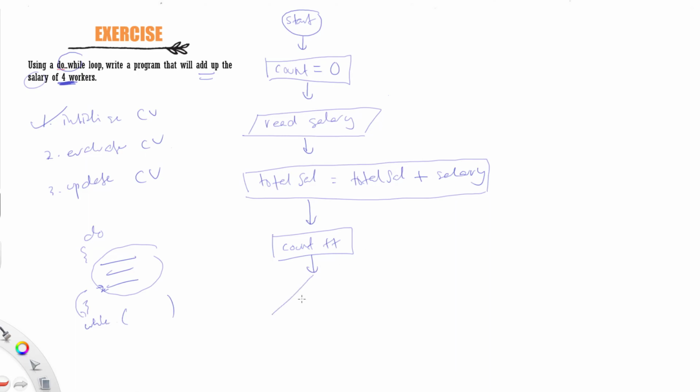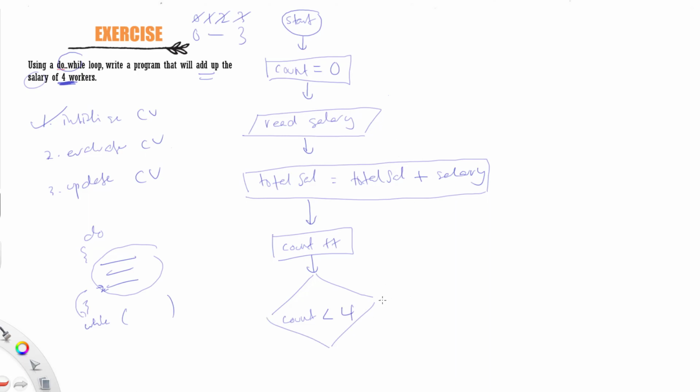With the condition, you will have a diamond here. So what is our condition? We know that this will stop if it reaches 4. So it will be less than 4, because 0 until 3: 0, 1, 2, 3. So this is 4 times. That's why it's less than 4. 4 is not included.